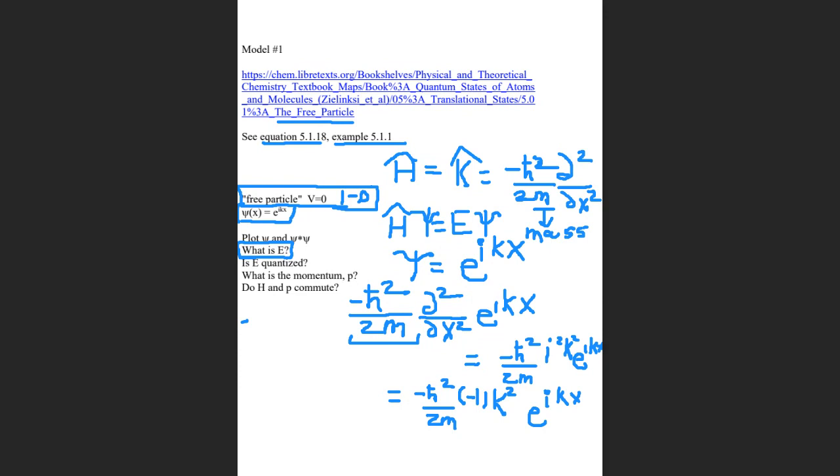Or just cancel the negative signs. H bar squared over 2m. Oops, I forgot the k squared in the numerator. E to the ikx. Okay, the function we started with is e to the ikx. Here it is again. This is the eigenfunction. Well, it's back, so this is the quote-unquote eigenfunction. And it is the eigenfunction because this thing it's multiplied by over here to the left of it is a constant, which is called the eigenvalue.